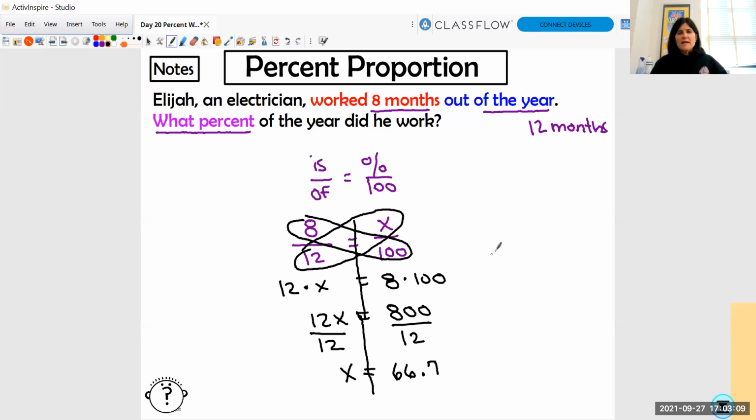So that means that he worked 67% of the year. I'm going to go ahead and write that sentence answer. He worked, when you round to the nearest tenth, 66.7% of the year. So today we learned about applying the percent proportion to some word problems, and now you're going to do a little bit of practice.